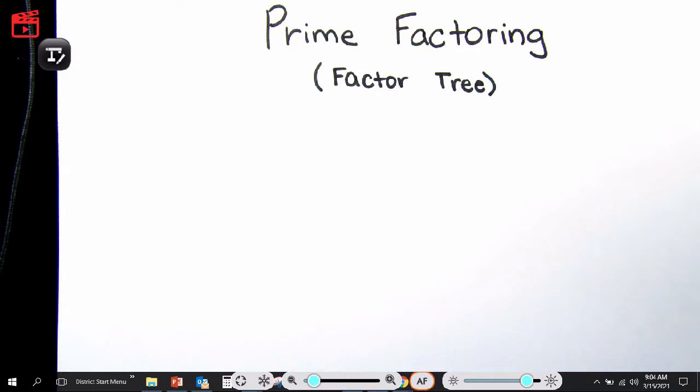In today's video, we are talking about prime factoring. We're talking about what a prime number is, how to factor using the factor tree. So let's go ahead and jump in.